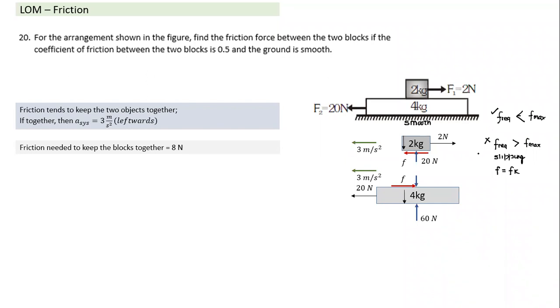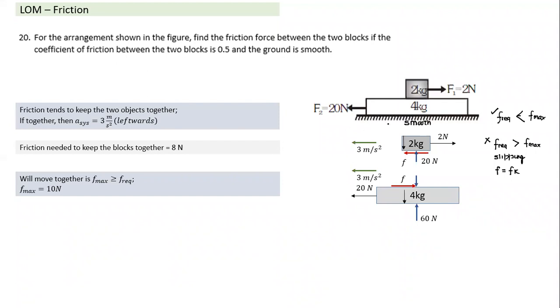This is the broad approach. We start with the assumption that they move together, calculate what is the friction required, and compare with maximum friction. What is maximum friction? It's easy to compare. Normal reaction is 20 and coefficient of friction is 0.5. Maximum friction is 10. So friction required is only 8. So it is within the capacity of the friction force. Hence the blocks will move together.